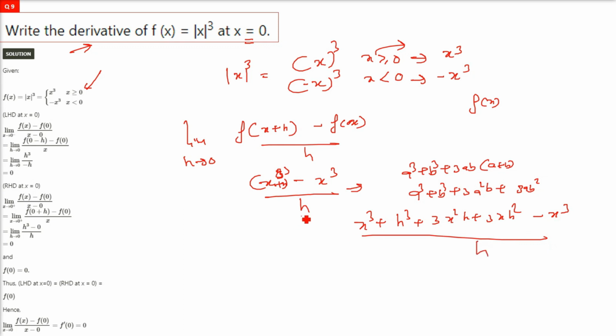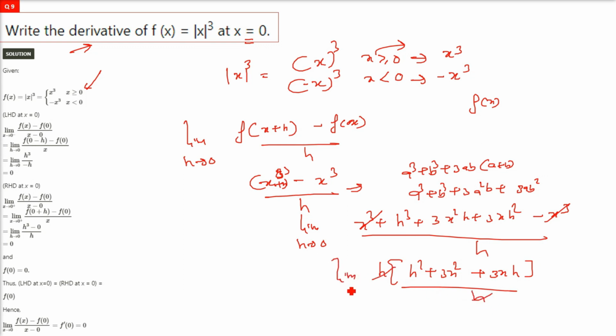Over h, limit h tends to 0, you can just cancel these x cube, and here you can take h common, h square plus 3x square plus 3xh. I am taking h common from all of these terms in the numerator. Just cancel these h and apply h tends to 0. This is 0, this is 0, 3x square it is.